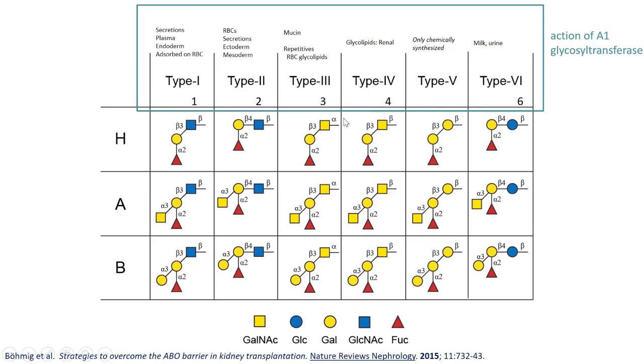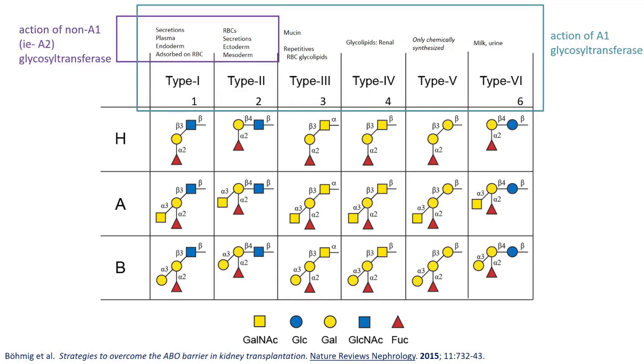A1 glycosyltransferases are capable of decorating type 1, 2, 3, 4, and 6 base sugars with GalNAc. However, if you are A1 negative, the so-called A2 or non-A1 glycosyltransferase only has the power to apply GalNAc in type 1 and type 2 sugars. As you can see here, kidneys only express type 4 glycolipids, and those are not subject to GalNAc glycosyltransferase activity in non-A1 individuals. And this is the explanation for why these donors can be acceptable and virtually ideal.